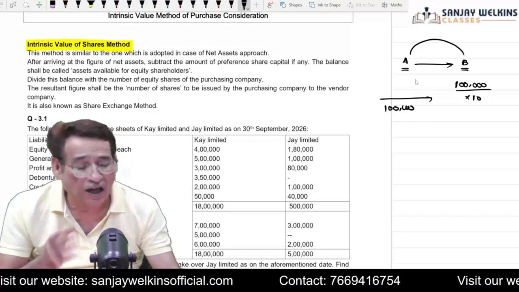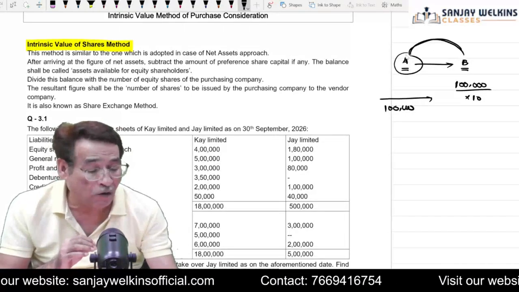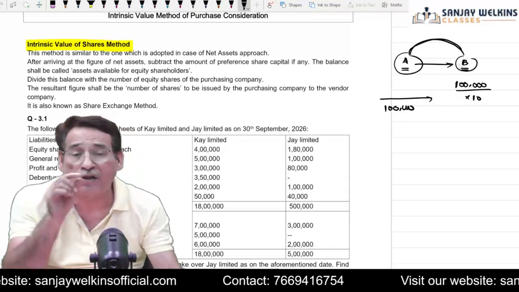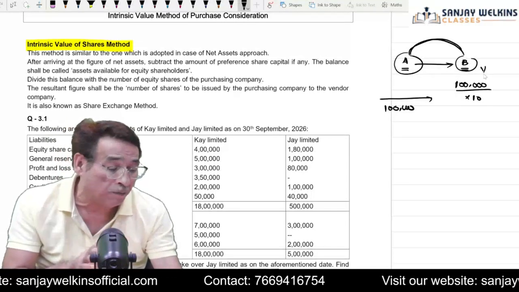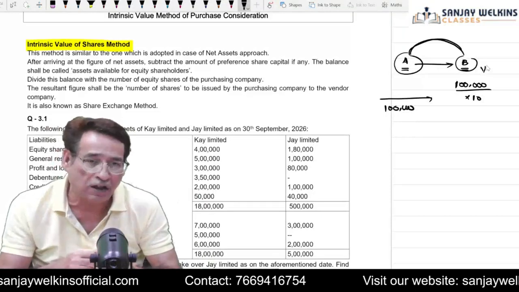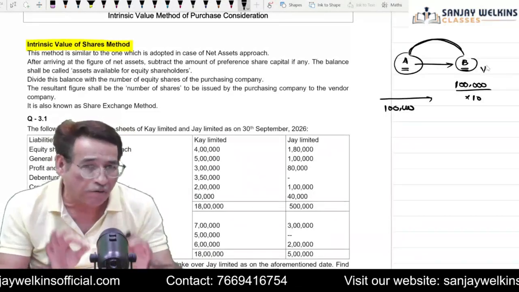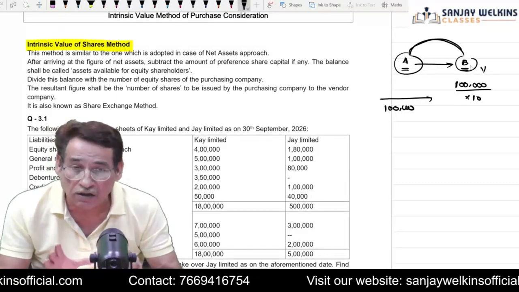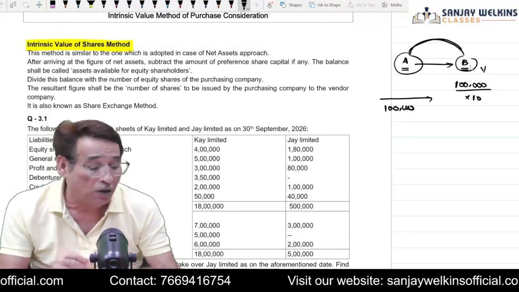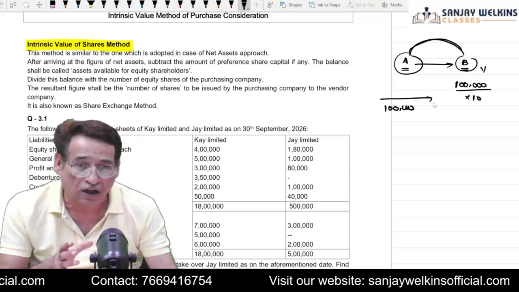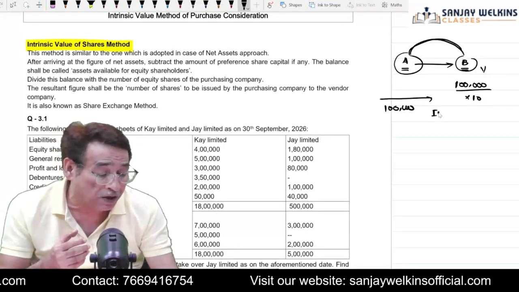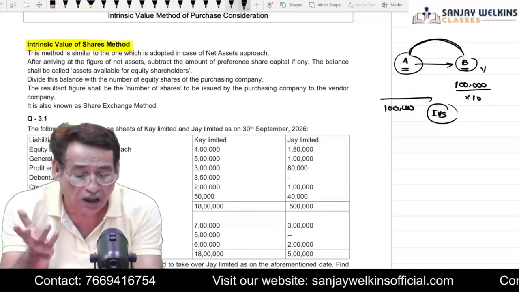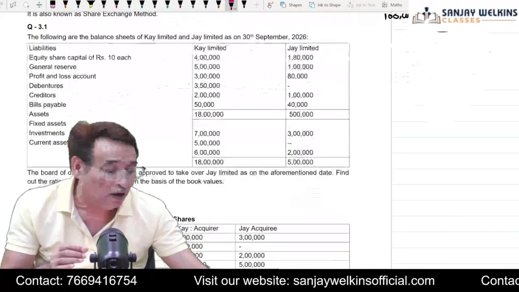Actually, in practical life, how is it decided how many shares the acquirer company will issue to each shareholder of the vendor company? Because when we take over the business of another entity, it means we have to issue some shares to the shareholders of the vendor company. Is it clear to you? And how is it decided in practical life? It is decided through the intrinsic value of share methodology. And I will give you a little bit of idea regarding this.